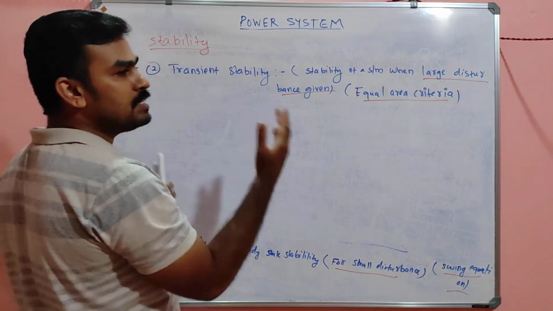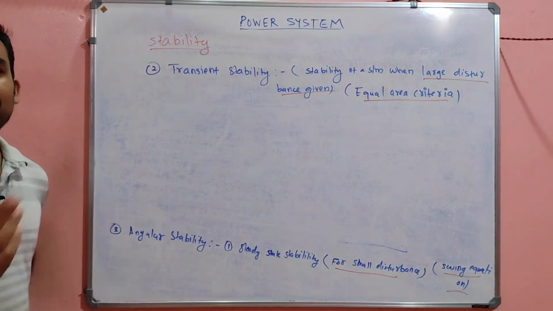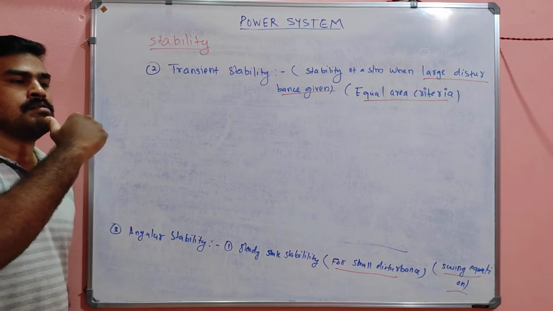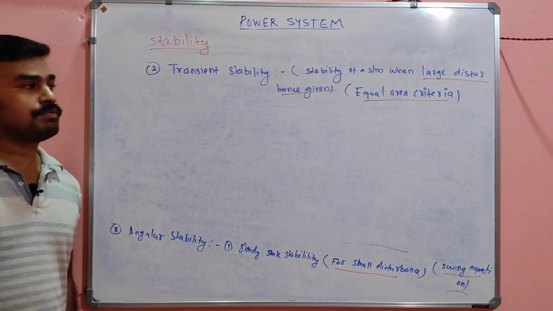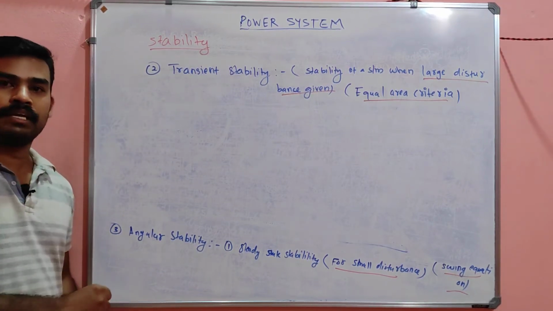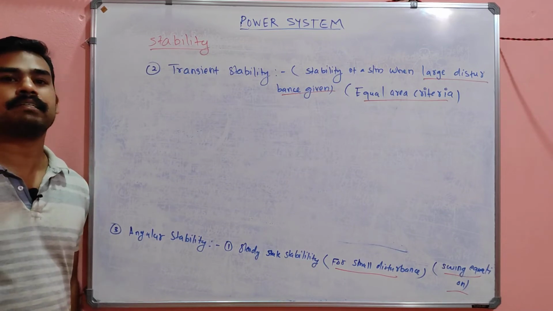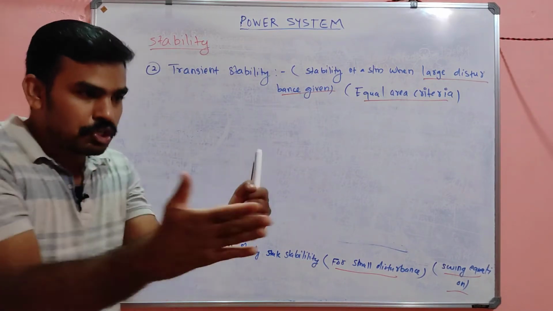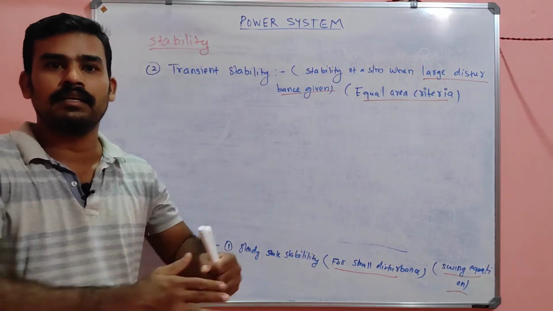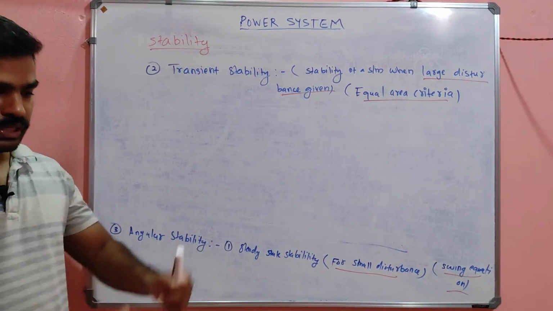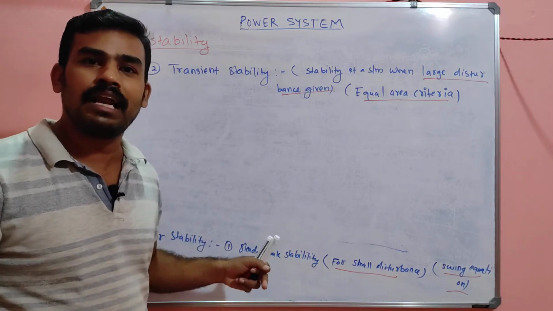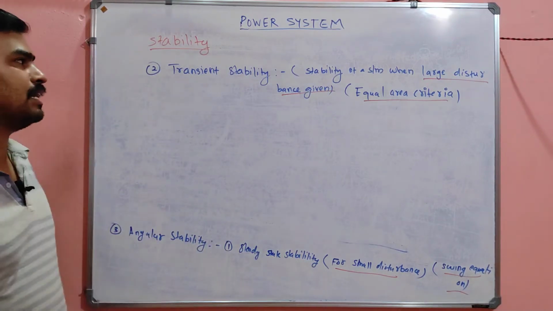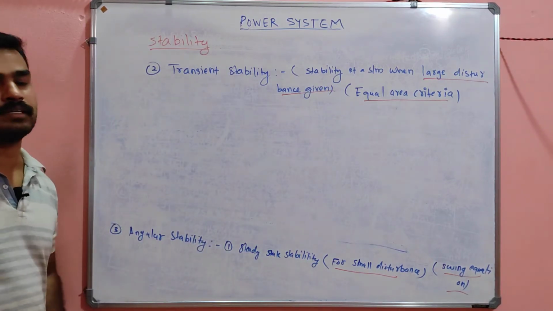Transient stability is, for example, lightning. Sudden switching on or switching off a device is a type of transient stability, because it is a large disturbance. Sudden short circuiting of a transmission line is a very big disturbance. Sudden open circuit of a line is a large disturbance. All that comes under transient stability.